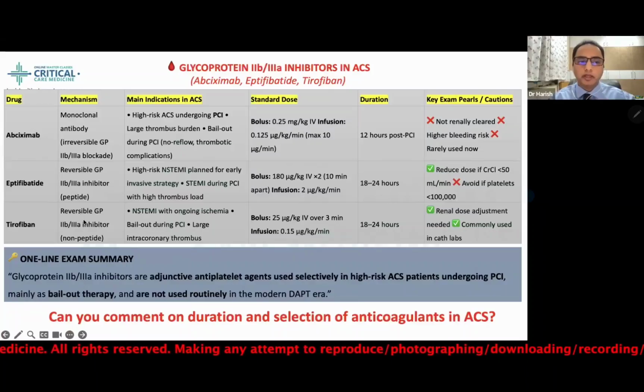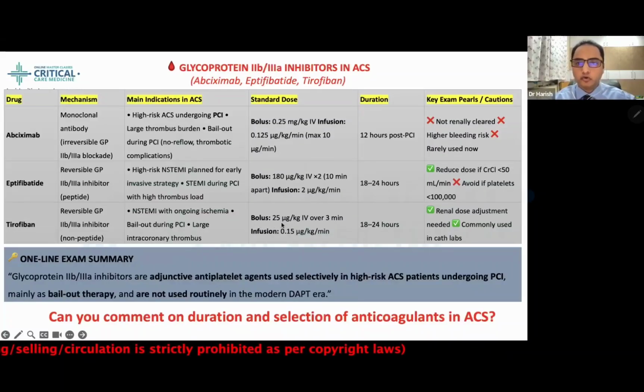So tirofiban, again it is a reversible glycoprotein 2b3 inhibitor. It is a non-peptide. Indication: NSTEMI with ongoing ischemia, bailout therapy during PCI, when a large intracoronary thrombus is there. Dose: bolus of 25 mics per kg IV over 3 minutes, then infusion of 0.15 mics per kg per minute. Duration is around 18 to 24 hours infusion. Again, renal dose adjustment is needed. Commonly used in cath lab, that is the tirofiban.